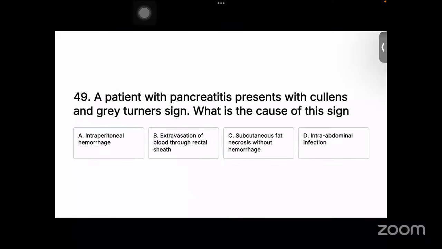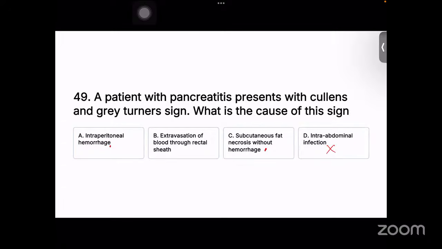So next, a patient with pancreatitis presents with a Cullen's and Grey Turner sign. Okay, Cullen sign is a bluish discoloration around the umbilicus. Grey Turner sign is a bluish discoloration around the flanks. Okay, what is the cause of this sign? Intraperitoneal hemorrhage, extravasation of blood through the rectus sheath. Okay, subcutaneous fat necrosis, intra-abdominal infection. We rule out the intra-abdominal infection because it's not coming up with it. So we have these 3: intraperitoneal hemorrhage, subcutaneous fat necrosis, and extravasation.